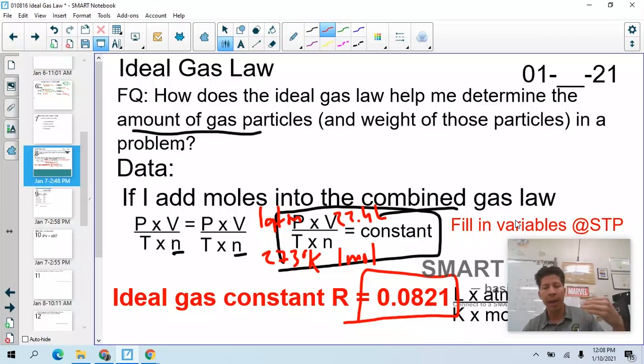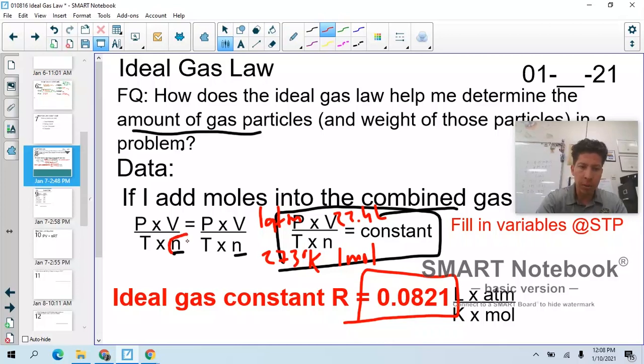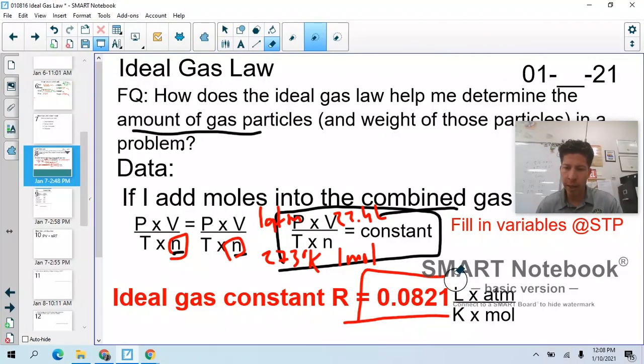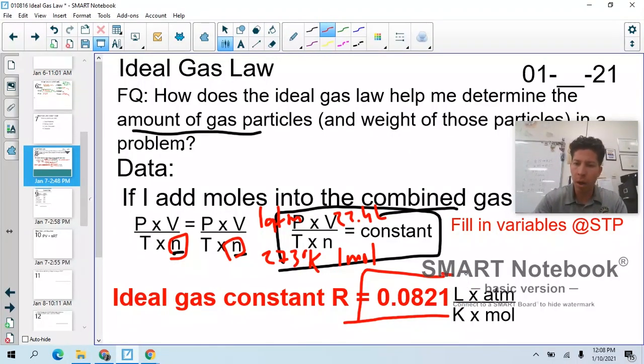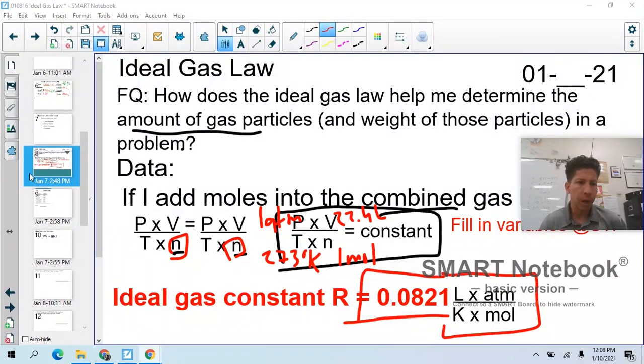It's actually 0.08205, but we are going to round it to 0.0821. Okay, this constant allows us to put moles into our equation. Okay, so make sure you guys write down the ideal gas constant and make sure you know that the units are liters times atm divided by Kelvin moles. Okay, so today we're going to do some problems using the ideal gas constant and that equation.